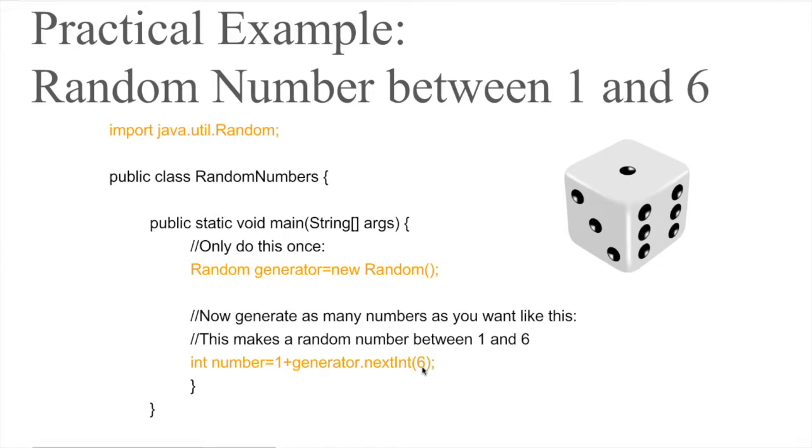generator.nextInt(6), which gives me a number between 0 and 5. So I just move the whole range up 1 by adding 1. The number between 0 and 5 that it would give me, I add 1 to it, and that random number becomes between 1 and 6.